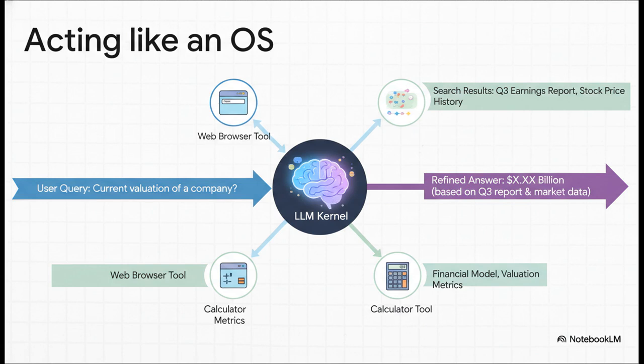The LLM acts like an OS kernel. First, it recognizes the limits of its own knowledge. It basically says, hey, I need to look this up. So it sends out a command to use a tool like a web browser. It gets the search results back, realizes it needs to do some math, and then calls another tool like a calculator to process the data. And only then does it put everything together to give you a final answer.